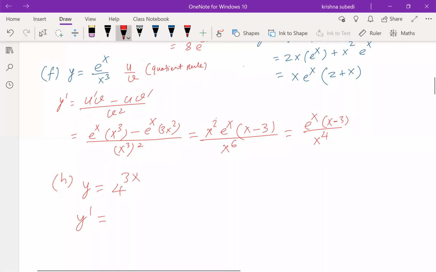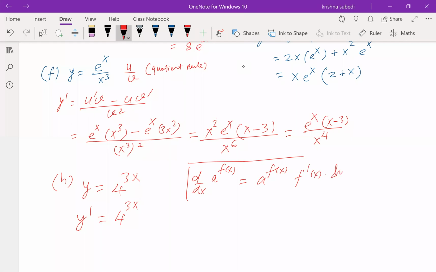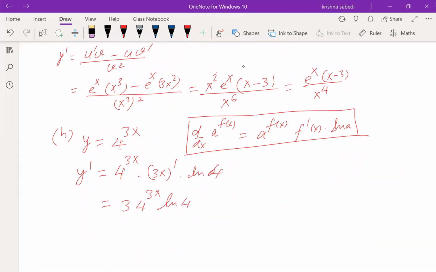So the answer for this will be, copy the same thing as it is. Remember, the formula is d over dx of a raised to power f of x equals, here is the formula, copy the same thing as it is, find the derivative, and ln a. So that means copy the same thing as it is, and the derivative on the top, which is the derivative of 3x, and then ln a is ln 4 here. So your answer is going to be 4 raised to power 3x times ln 4. Or maybe you can write the ln 4 here. Yeah, it doesn't matter, you can write it this way.